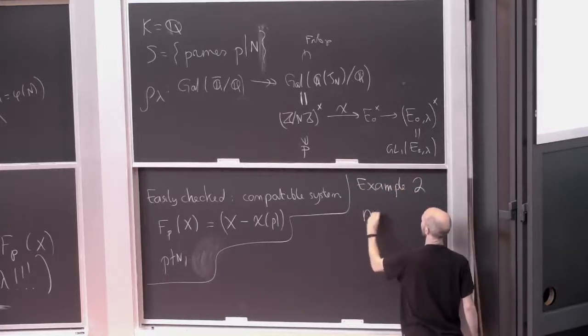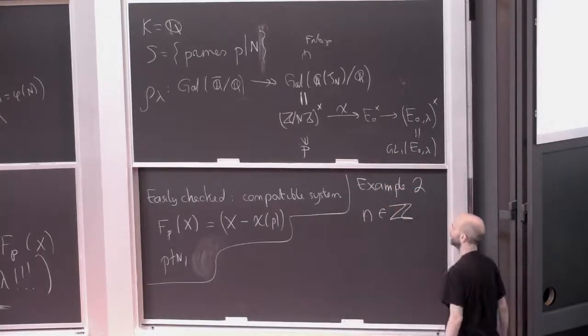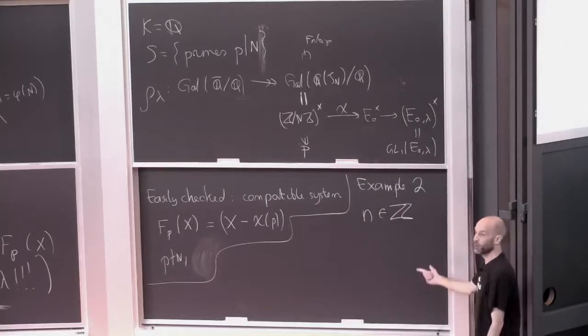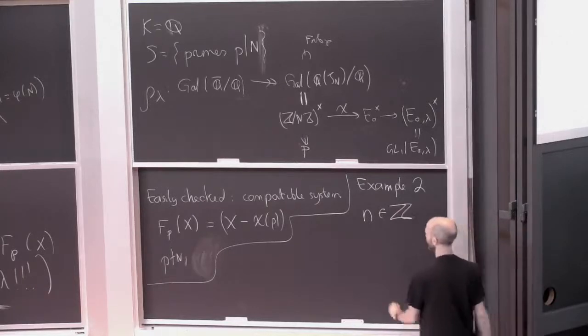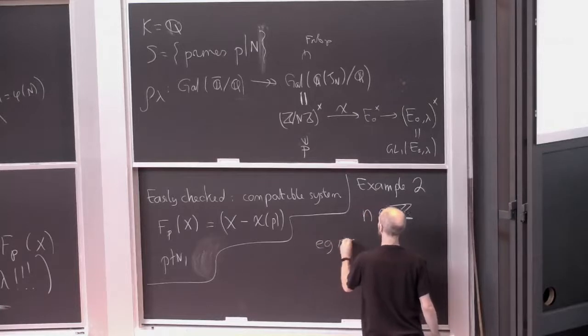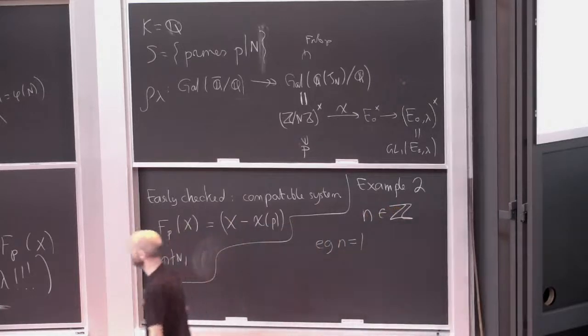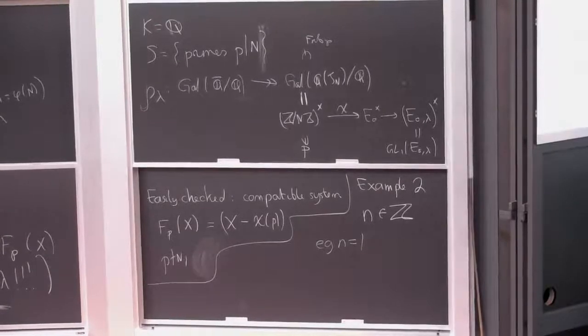Let's choose an integer n, okay? n equals 1 is a fabulous choice. So we choose a random integer, and I'm going to give you a compatible system of Galois representations attached to that integer. This is a warm-up, because we're all still half asleep. So this is me waking you up with easy examples.